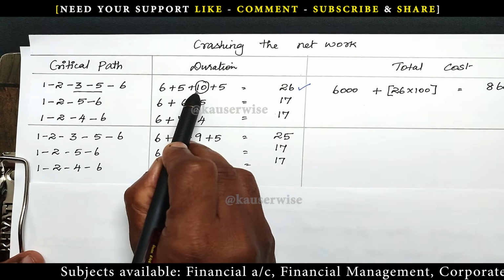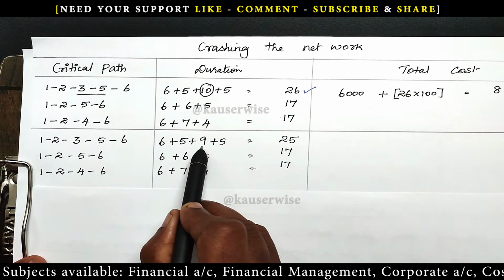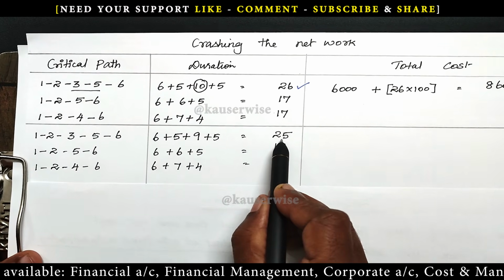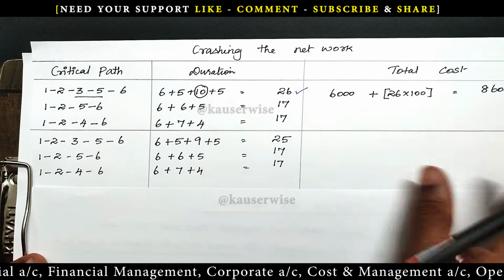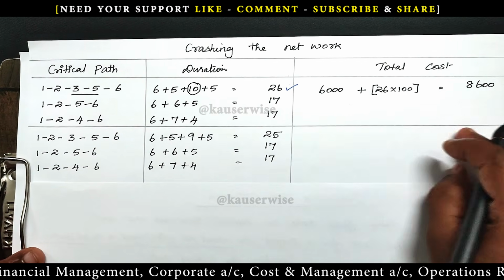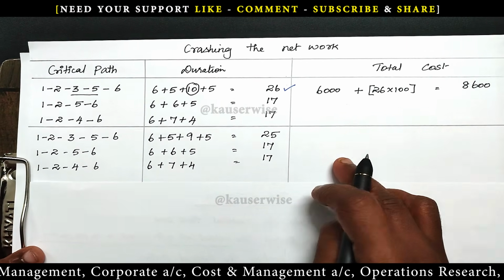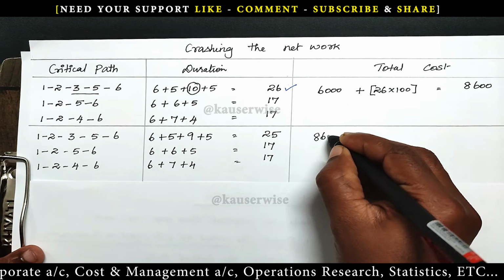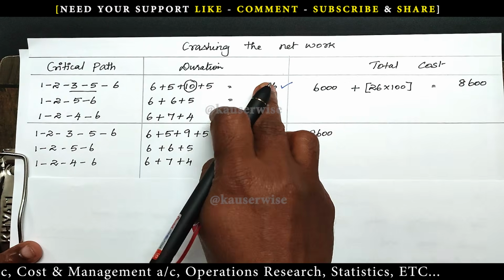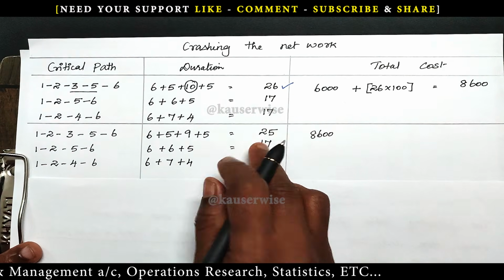Okay, so here I have changed from 10 days to 9 days. So what is the total completion time? 25 days. And it will have a change in the cost. Now enter the cost. For this particular calculation, just take the previous total cost, that is 8,600. Okay, we have reduced from 26 to 25 now, 1 day.